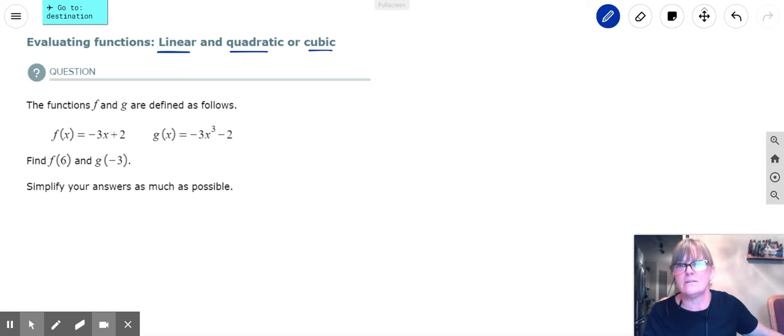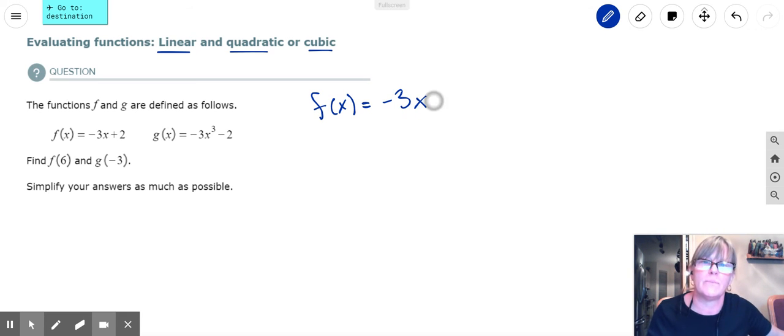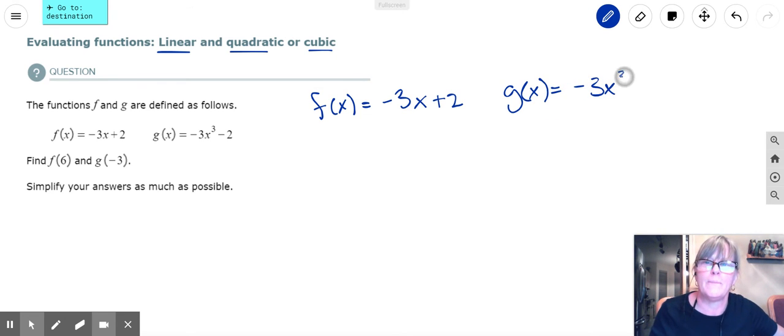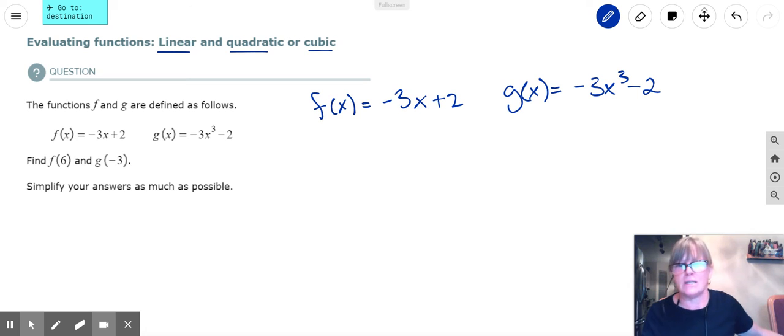So the first one is a line. Hopefully you guys recognize that. It's f of x equals negative 3x plus 2. And the second one is a cubic. It's g of x is equal to negative 3x cubed minus 2.